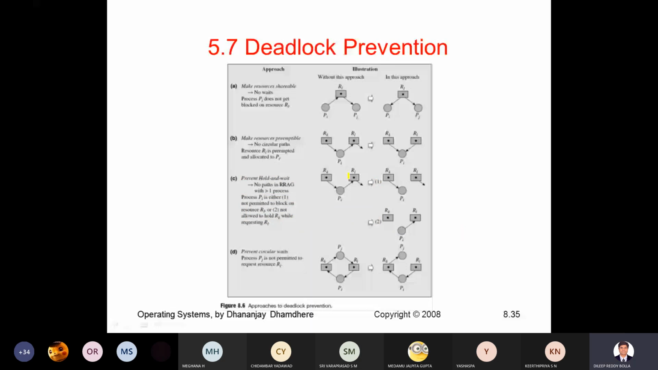And the fourth approach: prevent circular waits. So we see here, resource RK is requesting process PJ, PJ is requesting resource RL, RL is requesting process PI, and again PI is requesting RK. It became like a circular fashion. Correct? So this leads to a circular fashion, like round robin, it has led to.